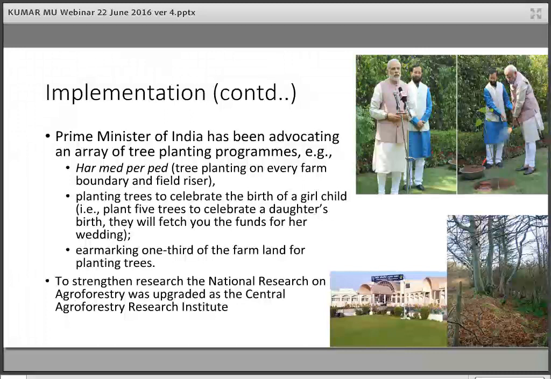And to strengthen research, the National Research Center for Agroforestry has been elevated as a central agroforestry research institute. The NRC Agroforestry at Jhansi was elevated in the year 2015 to the level of a full-fledged national institute. One of the strategies of the policy has been to augment research, extension, and capacity building in agroforestry. To meet that objective, the Government of India has decided to elevate the status of this NRC agroforestry into a full-fledged national institute called the CAFRI, Central Agroforestry Research Institute.